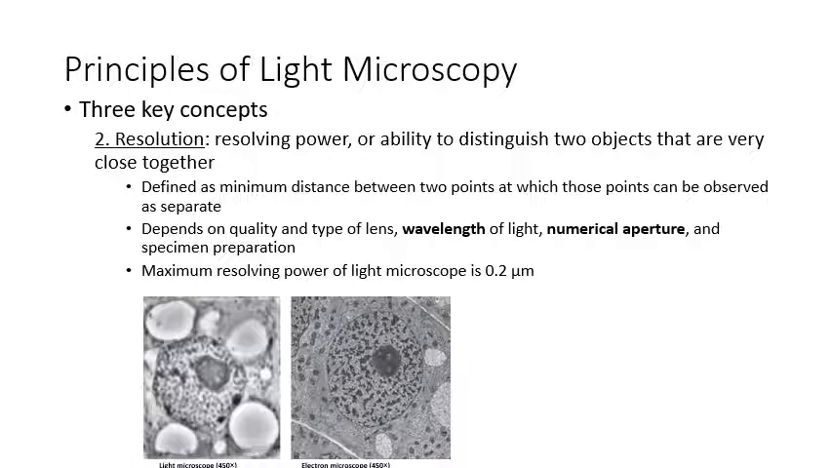So we can't just have magnification because as we magnify, things will get blurrier and blurrier unless you're also adding resolution. So we need both magnification and resolution working together. Two main things that affect the resolution of a microscope are going to be the wavelength of the light that's passing through it and the numerical aperture of the scope.